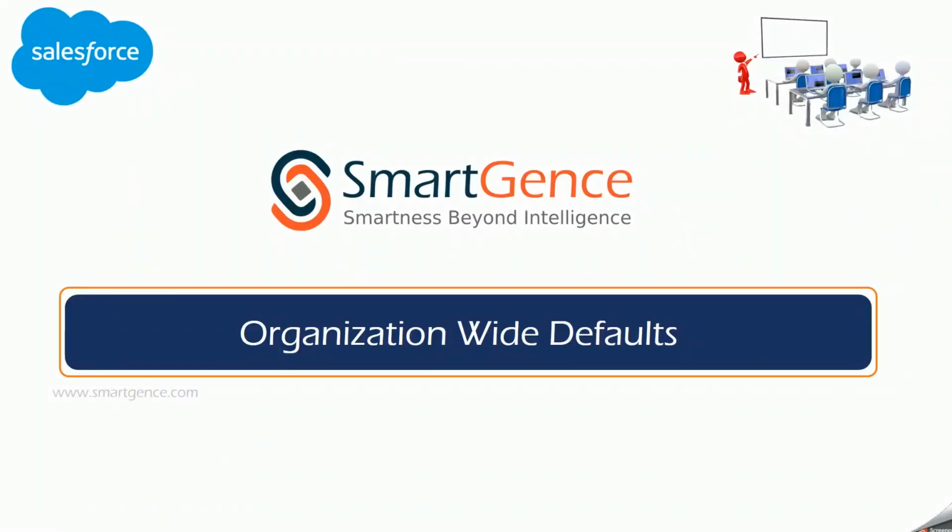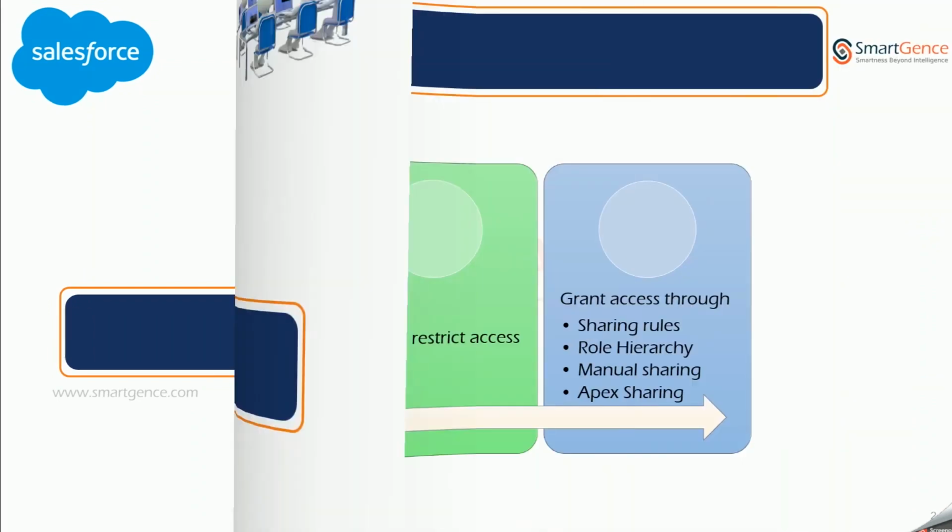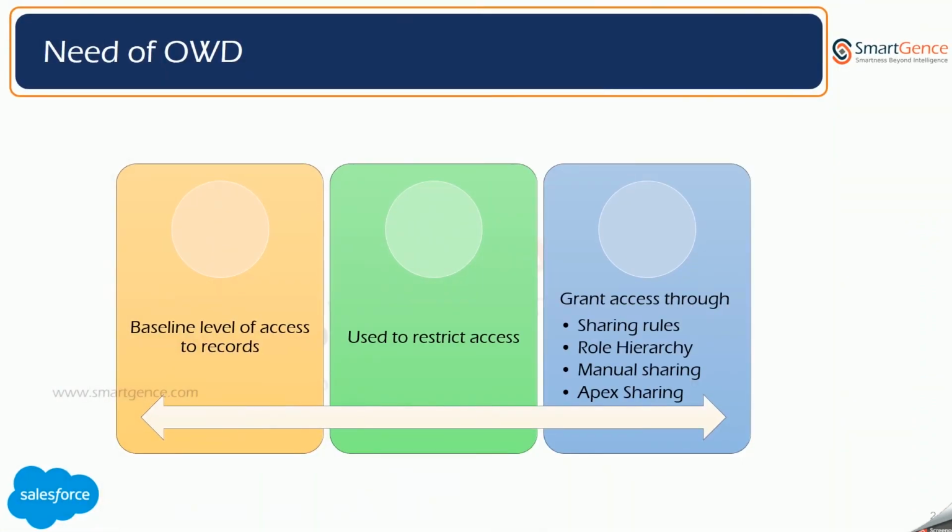So this session is on organization-wide defaults, OWD. So what is the need of OWD? This actually lays the base for the level of access on records, and it would be used to restrict the access. For example, let's say we have a standard object called account. If we have the OWD set as private for account, then only the record owner and the users on role hierarchy above that particular record owner would be able to access that particular record.